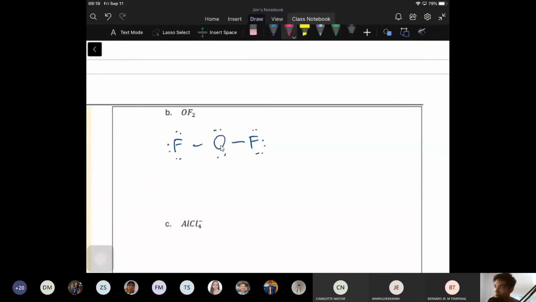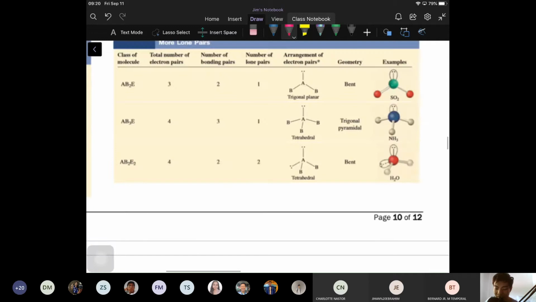So, let's identify the code. This is my central atom, so that's A. I have 2 terminal atoms, B, and 2 lone pairs sa central atom. So, anong code ko? A, B2, E2. Tignan natin kung kabisado nyo na. Ang A, B2, E2 ay bent. Kung hindi kabisado, tingin kayo dito. A, B2, E2. Bent.